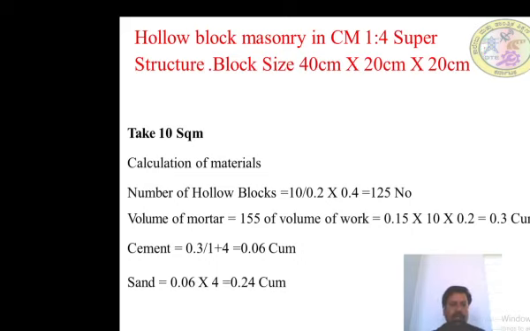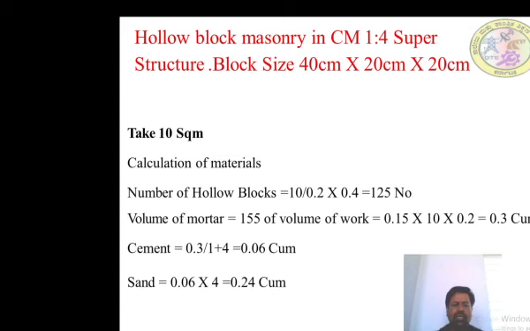Take 10 square meter. Calculation of material. Number of hollow blocks: 10 divided by 0.2 into 0.4, say 125 numbers. Volume of mortar is 15% of volume of work, equals 0.15 into 10 into 0.2 equals 0.3 cubic meter. So calculate cement: 0.3 in proportion 1:4, say 0.06 cubic meter. Sand: 0.06 into 4 equals 0.24 cubic meter.